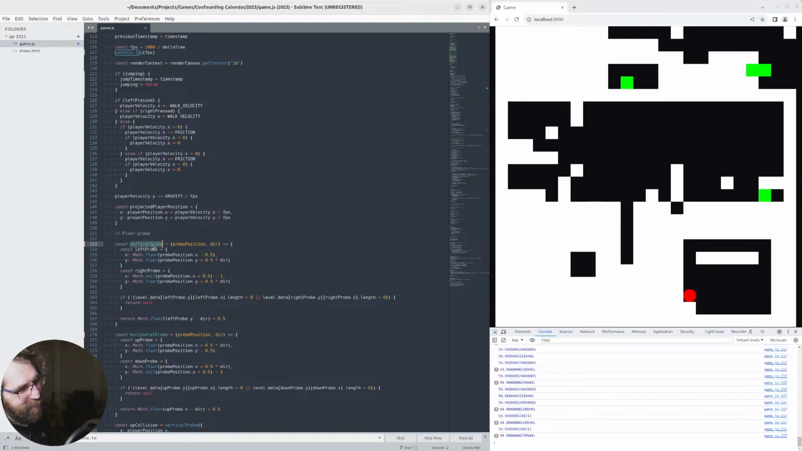It's not that horrible. I could pass in the actual player position here. That's the projected position. And then we iterate between the two. And if we find a wall, then we actually return the position next to that. Let's do it.